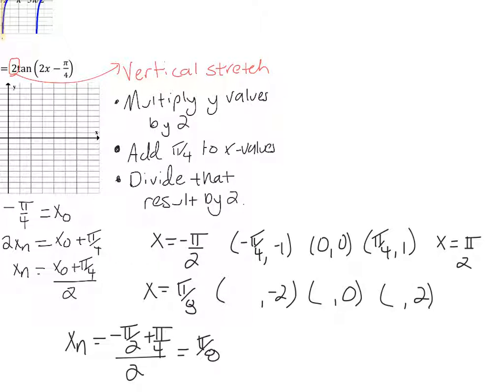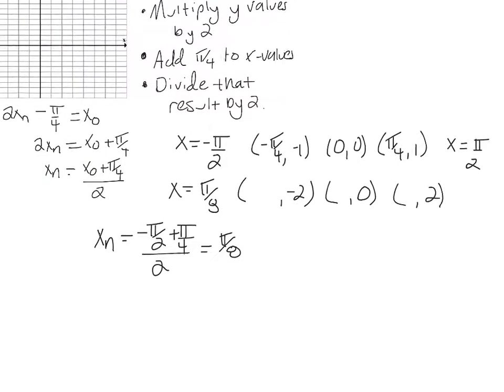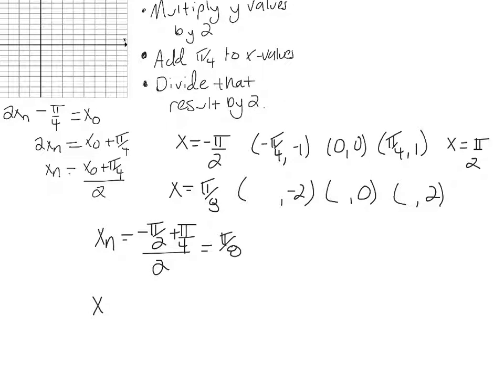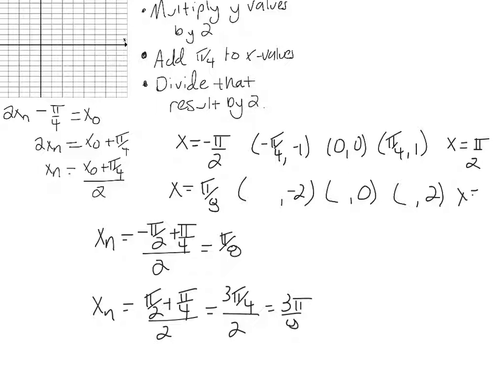Add pi over 4 to that value. So my new asymptote corresponding to pi over 2 would be pi over 2 plus pi over 4 all over 2. This is 3 pi over 4, and then divided by 2 is actually 3 pi over 8. So my new asymptote is going to be at 3 pi over 8.